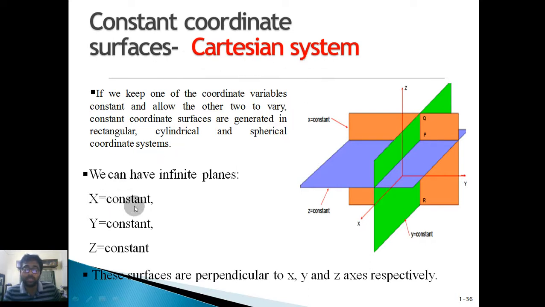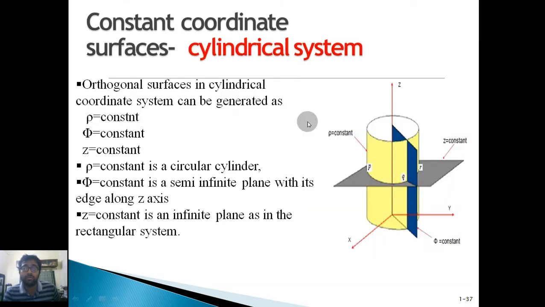Now if x is equal to constant we get a plane which is parallel to the x axis, normal to the y axis. If y is equal to constant we get a plane which is normal to the x axis. And if z is constant we will get a parallel plane which is normal to the z axis. The same thing happens with the constant coordinate surface of the cylindrical system.